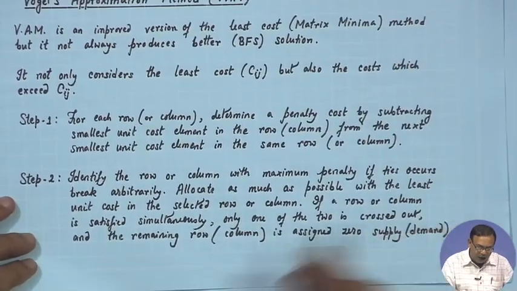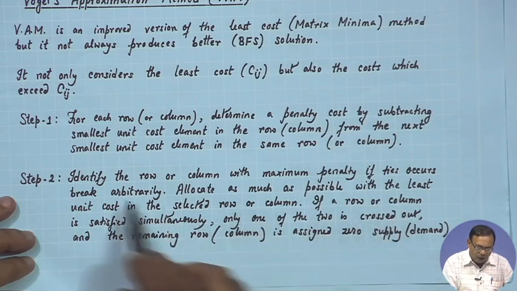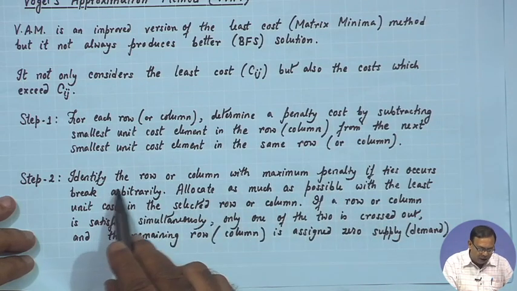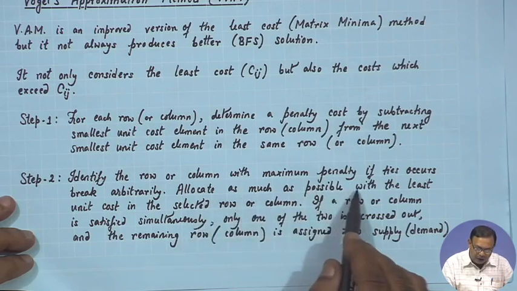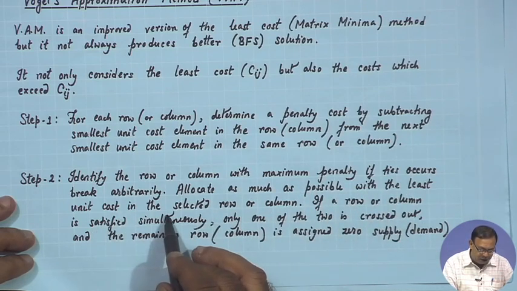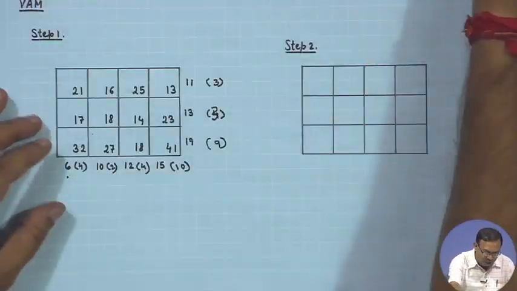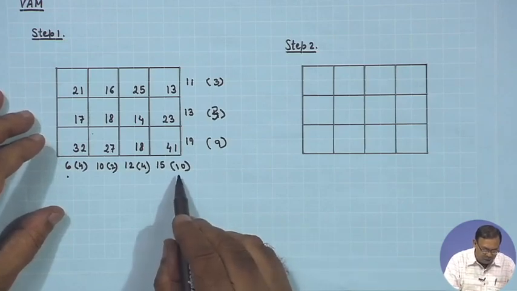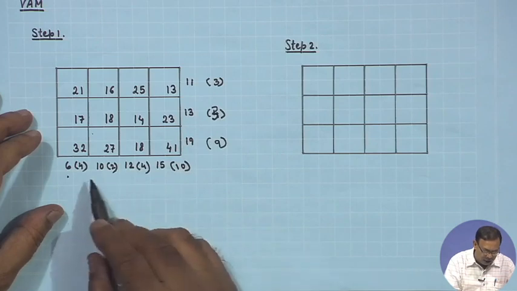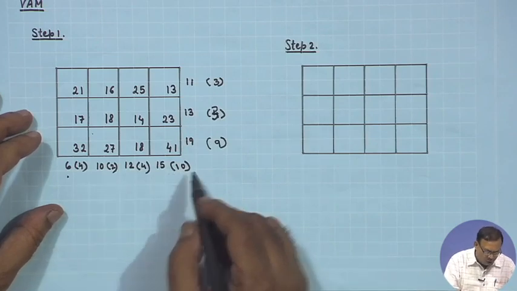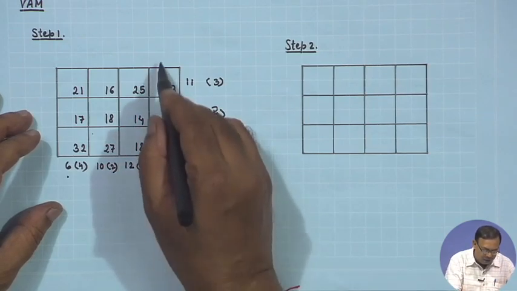Then identify the row or column with maximum penalty. So, please note this one: identify the row or column with maximum penalty, then allocate as much as possible with the least unit cost in the selected row or column. Here, your maximum difference is 10, out of 3, 4, 3, 9 and 4, 2, 4, 10. So, basically what I have to do is allocate on this particular column.